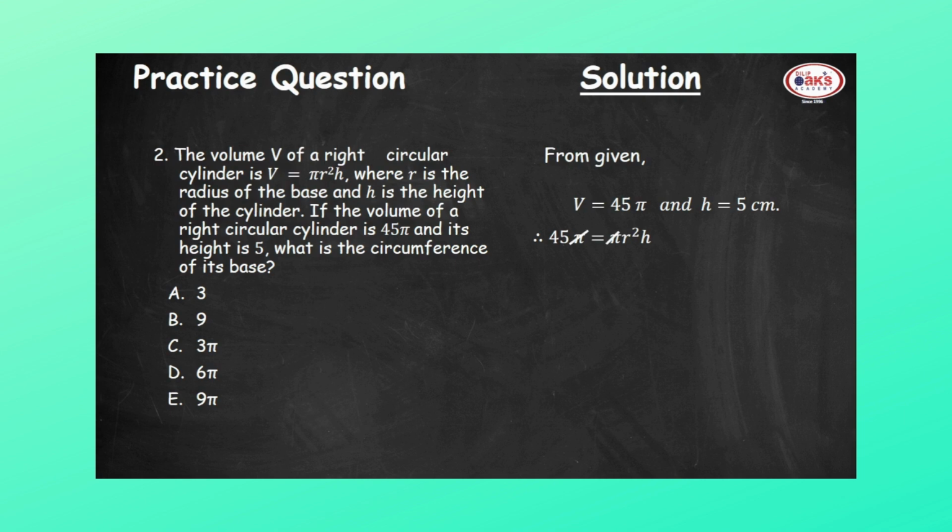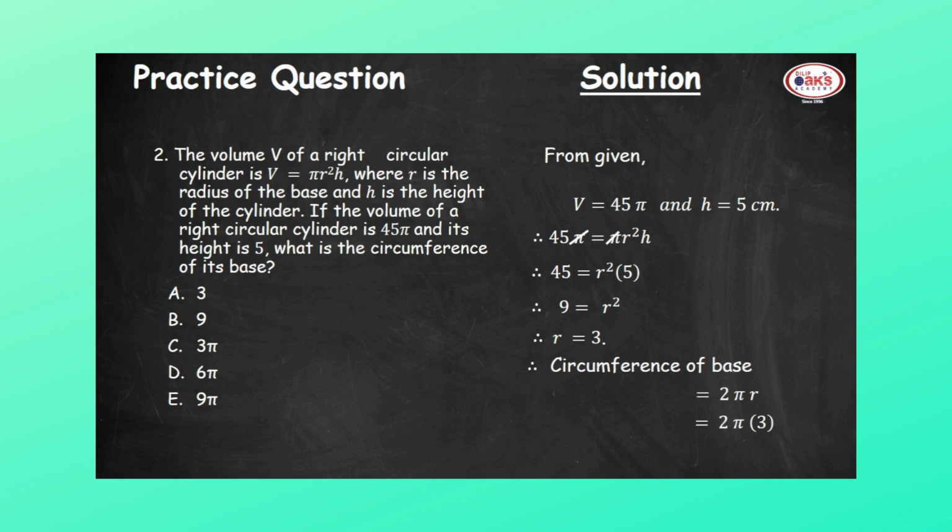Now you can see pi gets cancelled from both sides, and substituting h as 5 gives us 45 is equal to r square times 5, which implies that 9 is equal to r square, and it implies that r is equal to 3. That is, the radius of this cylinder is 3. Therefore, the circumference of this base becomes 2 pi r, which is 2 into pi into 3, which is 6 pi. Hence, we will mark option D as the right answer and conclude this question successfully.